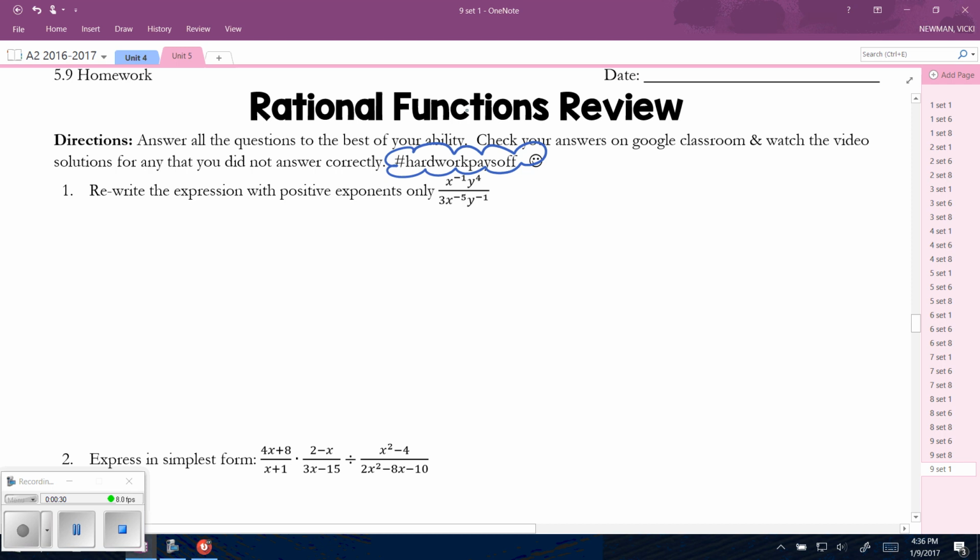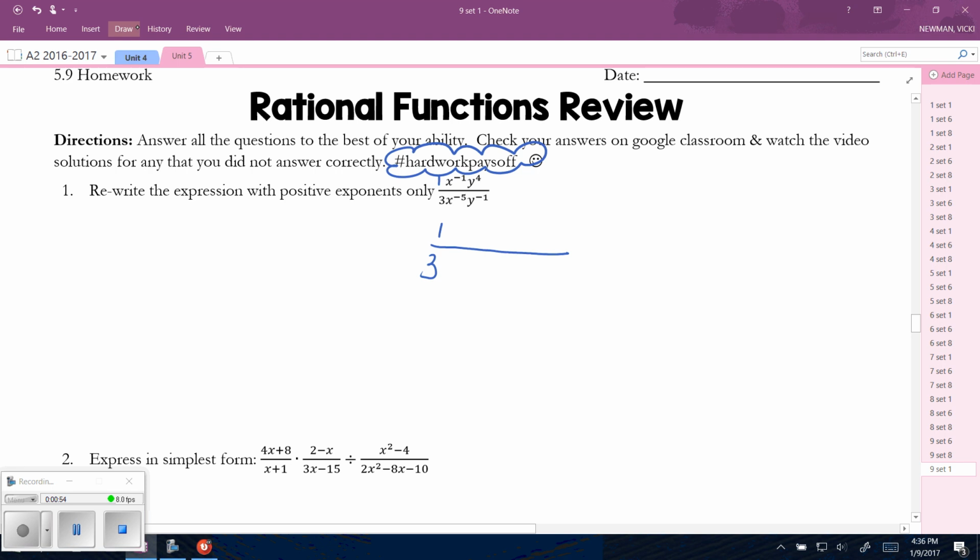Let's move forward. Rewrite the expression with positive exponents only. That means that anything that has a negative exponent is in the wrong location. If it is in the numerator, you bring it to the bottom. If it's in the denominator, you bring it to the top. So the first thing I want to get rid of here is this 3 and just leave it as 1 and 3. The numbers, numerically, I want to deal with those things.